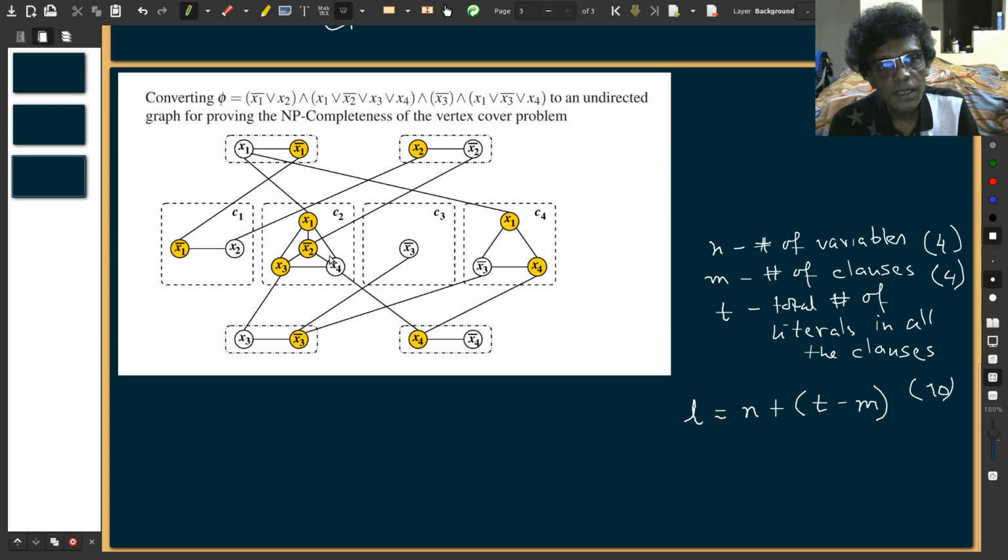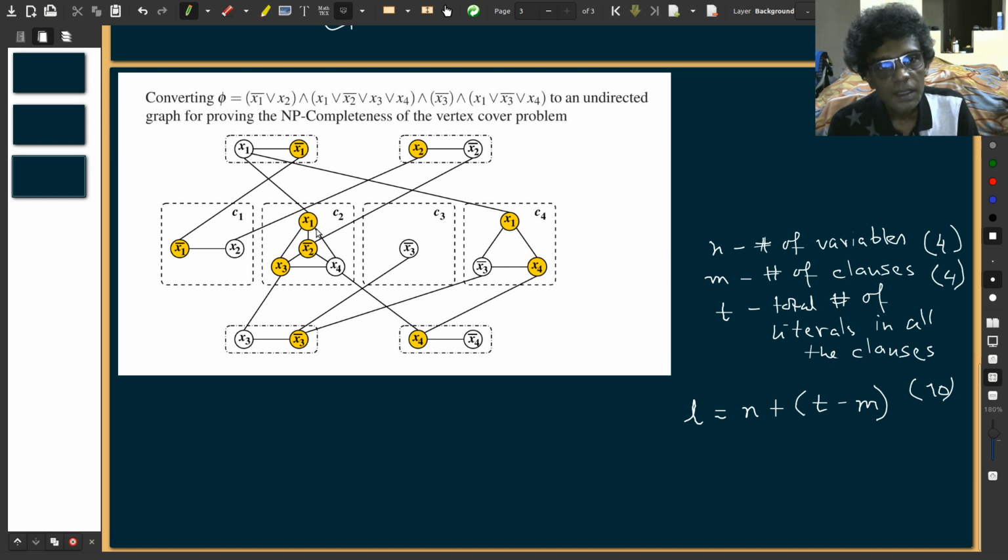Likewise, if I look at any clause gadget, since this is a complete graph, if the number of vertices, that is literals here, is S, I can omit at most one vertex. If I omit, for example, 2 vertices, x3 and x4, then I am no longer able to cover this edge x3, x4. But I can definitely omit just one vertex from the vertex cover, and still I can cover all the edges inside the clause gadget.